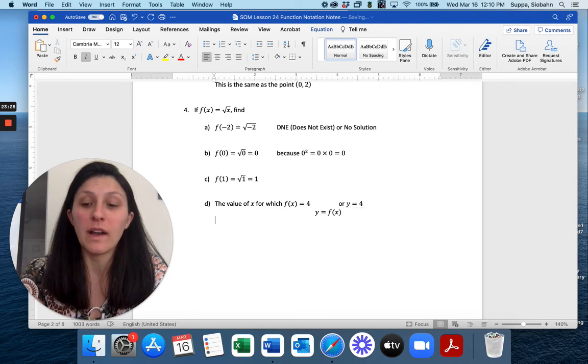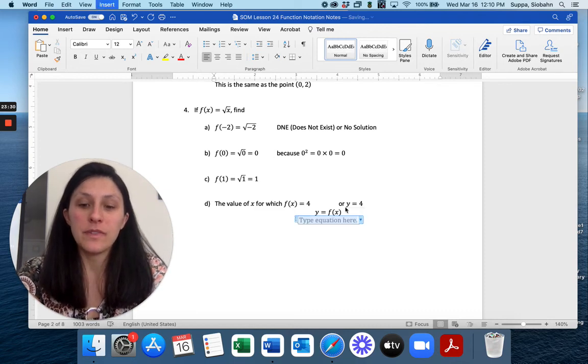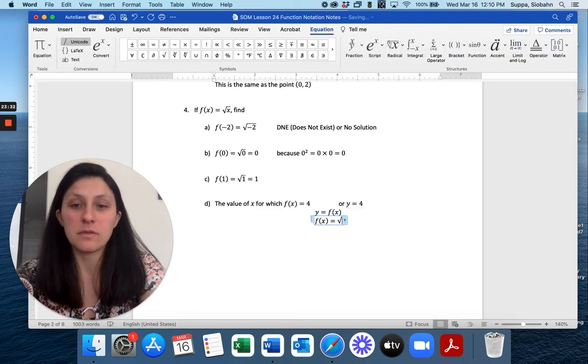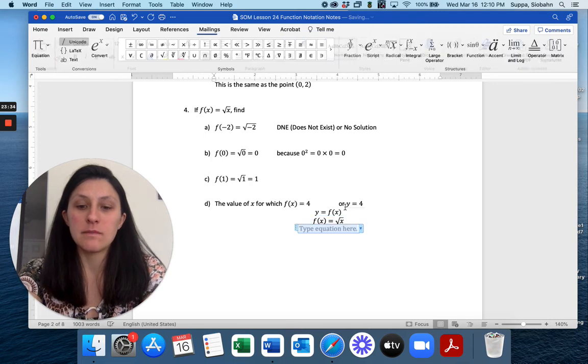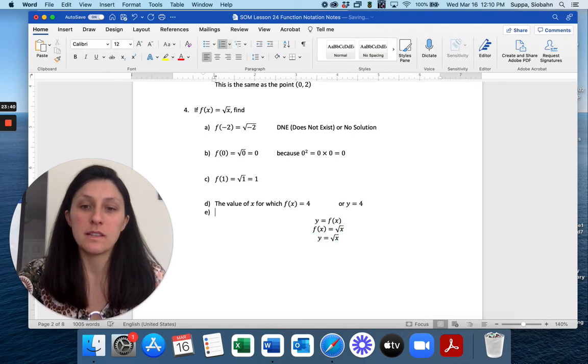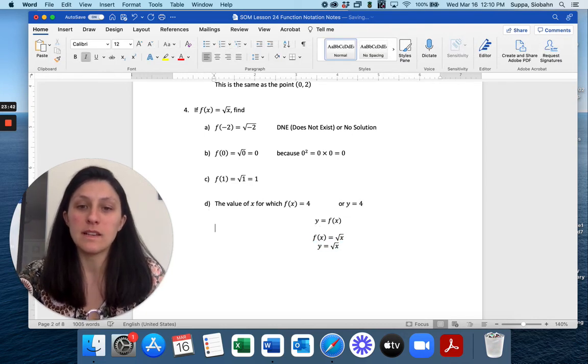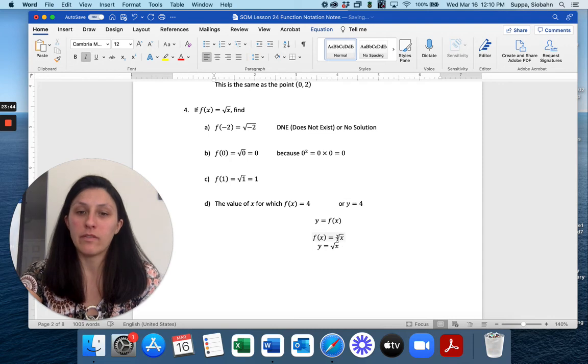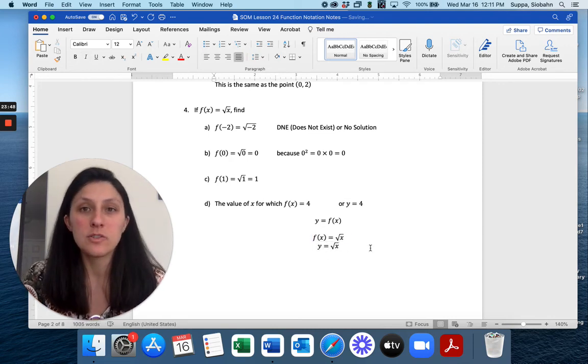Might not be called y. So if you see something like f of x equals the square root of x, that's the same thing as y equals the square root of x. That's what I mean. I want you to see the connection between these things. y is the same thing as f of x. So if f of x equals square root of x, this is just like saying y equals square root of x.